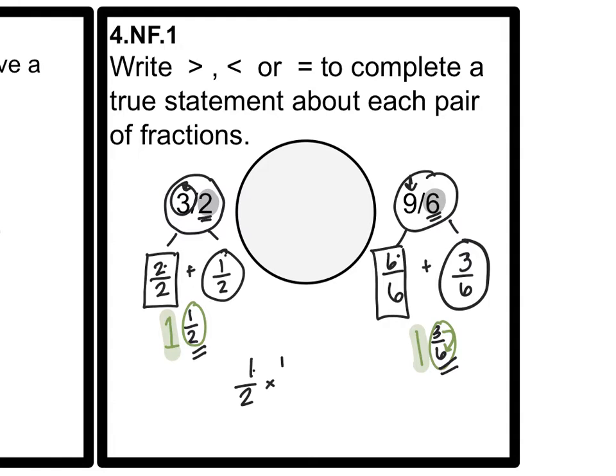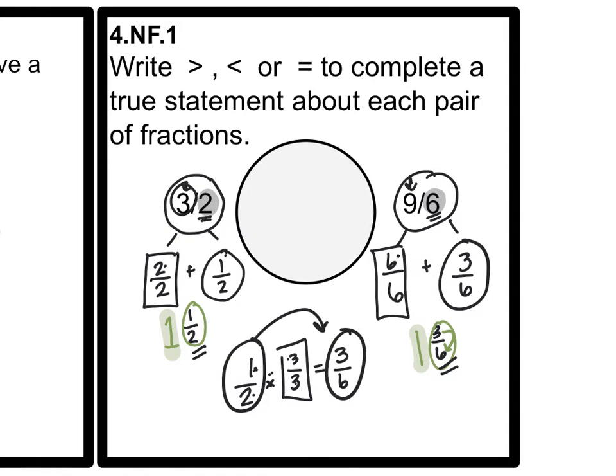1/2 times 3/3, or 1 whole, is going to give me 2 times 3, which is 6, and 1 times 3, which is 3, meaning 1/2 is equivalent to 3/6. So these two fractions are actually equivalent fractions, or equal to each other. It's just the same fraction, but they go by different names.